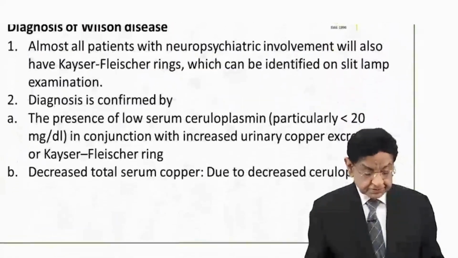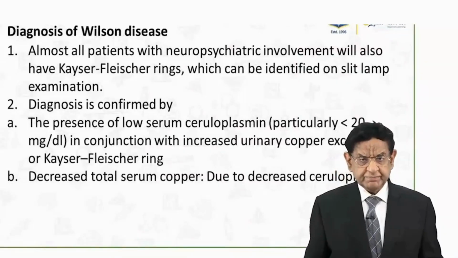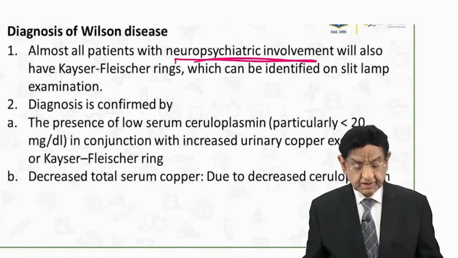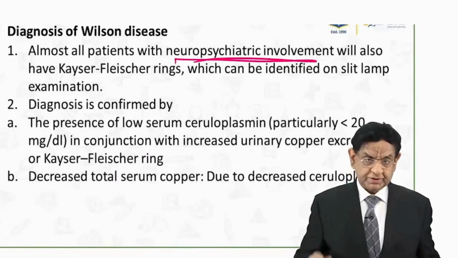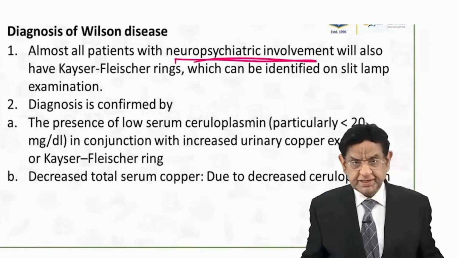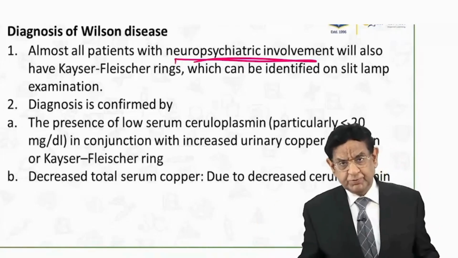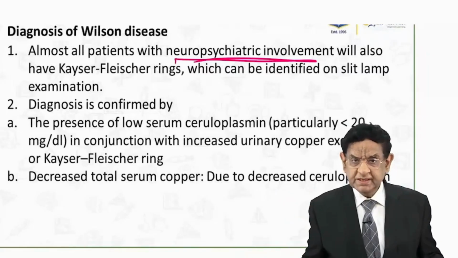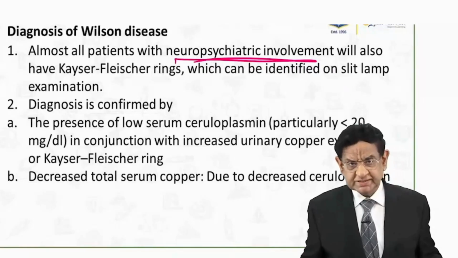How do we diagnose? I told you, a 20-25-year-old person coming to you with neuropsychiatric features. Suppose you are sitting in the OPD, a 20-year-old boy comes to you with Parkinson-like features, which are very obvious. You can see the gait, you can see the tremor. Well, the first thing that should come to your mind is Wilson.